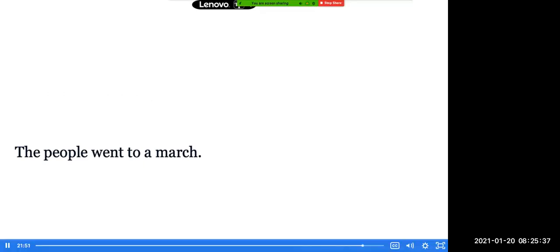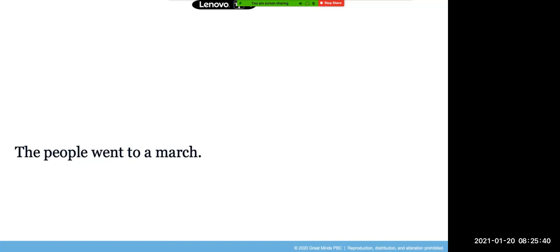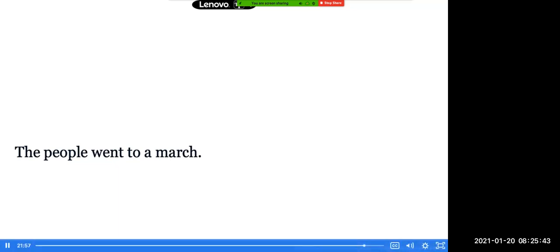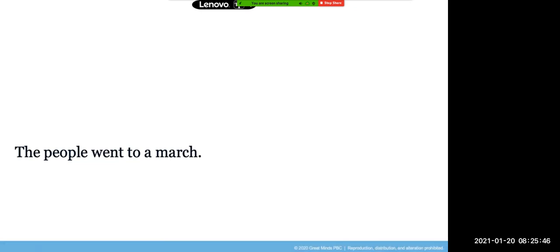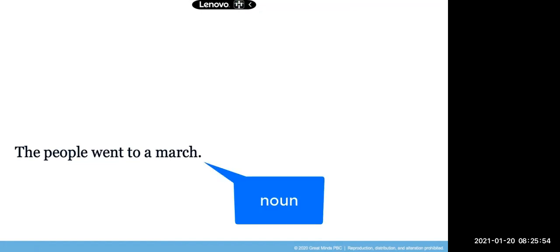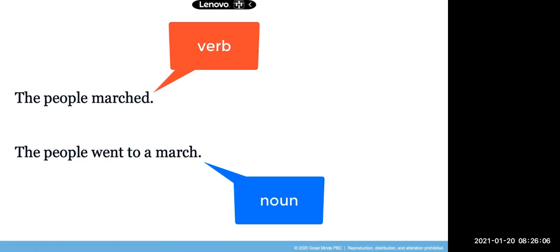Read this sentence to yourself. The people went to a march. In this sentence, the word march is an event. The way march is used in this sentence makes it a noun because it is a thing, it is an event. The word marched in the first sentence is a verb. It's an action word. People are doing something.